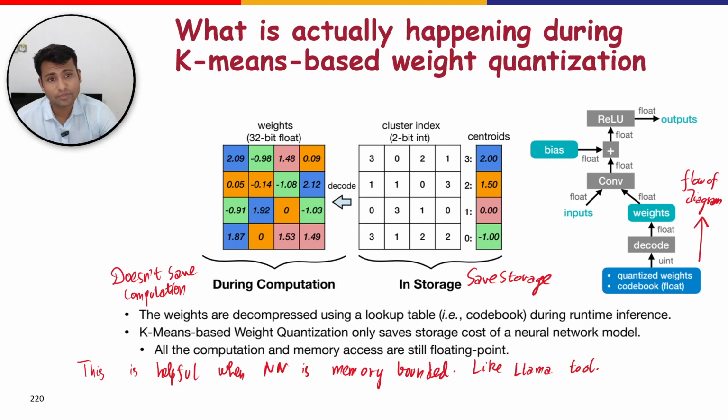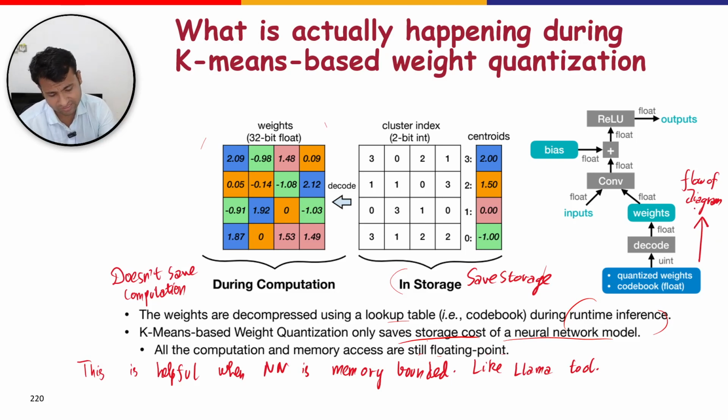So what is actually happening during k-means based weight quantization is that in storage we represent the weights like this, but during computation we again convert them back to 32-bit floating point operations based on the values available inside the centroids. So the weights are decompressed using a lookup table during runtime inference, and k-means based weight quantization only saves the storage cost of a neural network model. All the computation and memory access are still floating point operations.